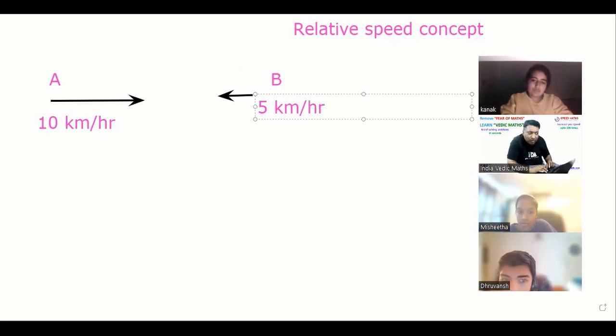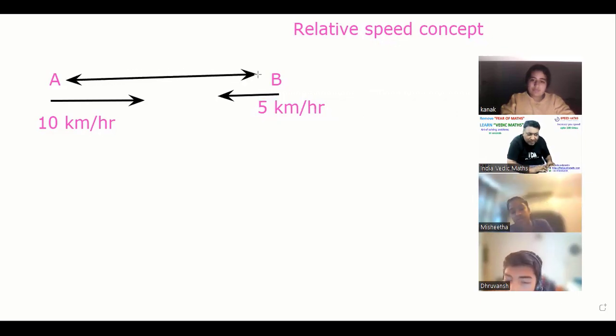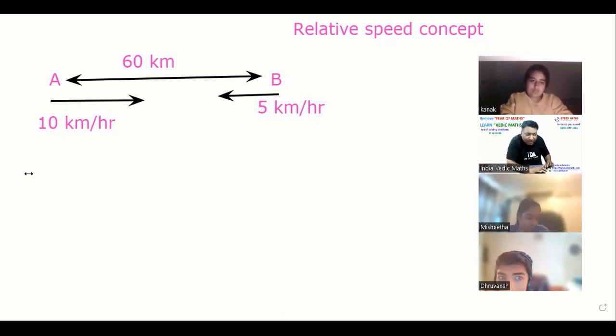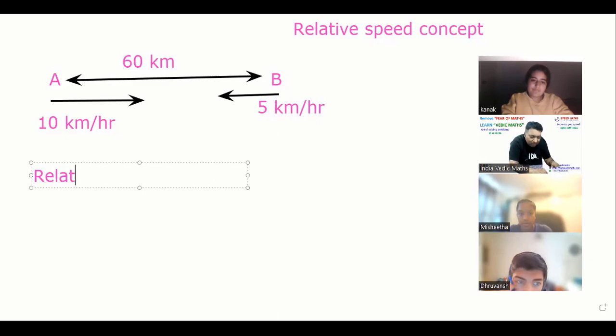And suppose the distance between these people, just assume, say 60 km. Okay, they're assuming. So, Kanak, what happens is, whenever... what is the reduced speed concept? Reduced speed will be 10 plus 5. You know why? Because they are moving toward each other.